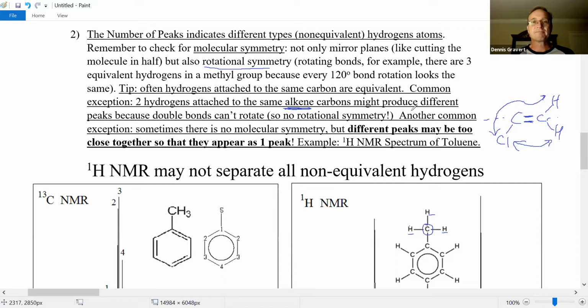Okay. Here's another common problem in hydrogen NMR. Sometimes different non-equivalent hydrogens or different peaks, they may be so close together that they appear to be one peak. So here's an example of a molecule called toluene. That's an old common name for methylbenzene. Yeah, no one says methylbenzene. They all say toluene. We'll see that later in organic chemistry.